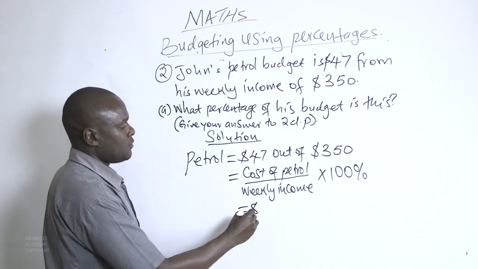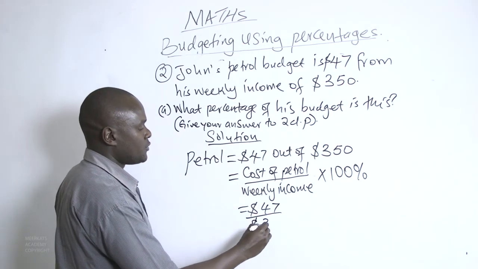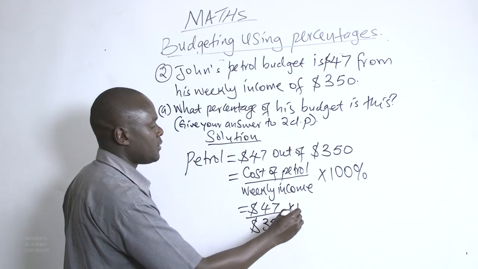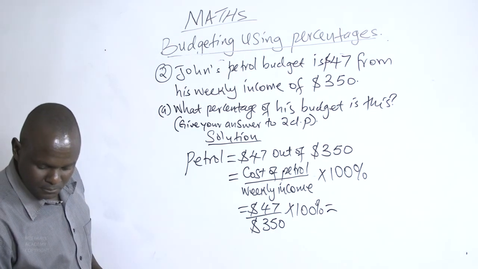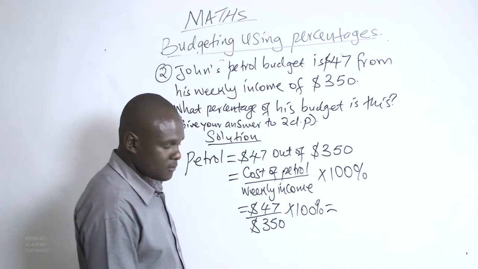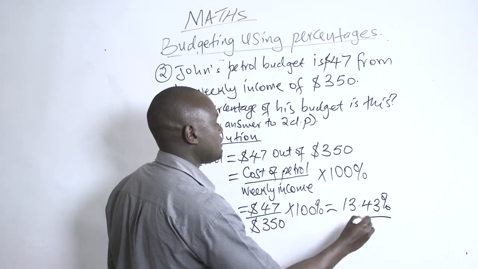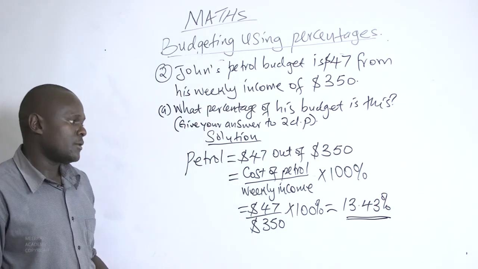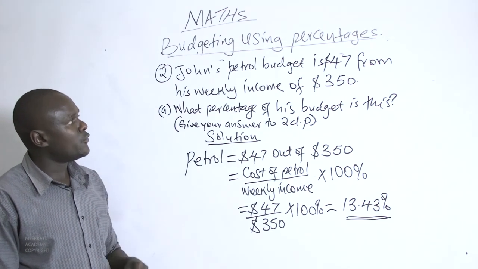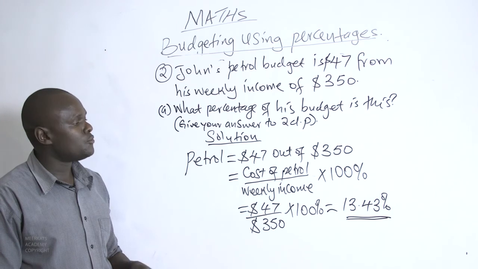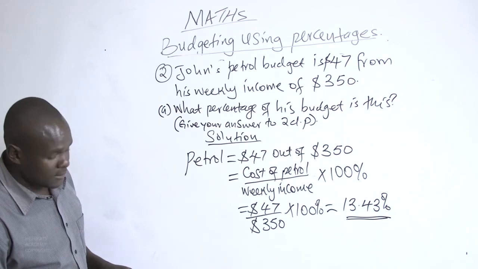And the cost of petrol is $47 out of his weekly income, which is $350. When we multiply by 100%, this will give us 13.43%. So the percentage of his weekly income allocated to petrol is 13.43%.